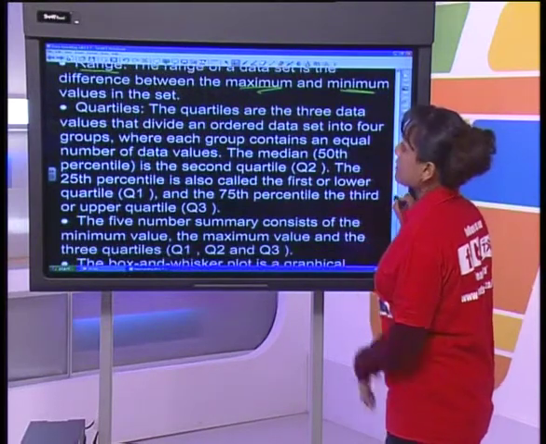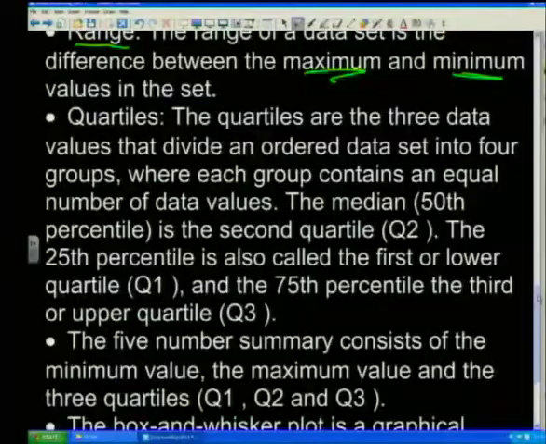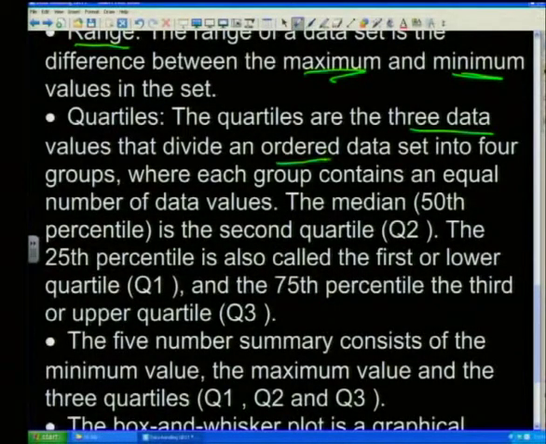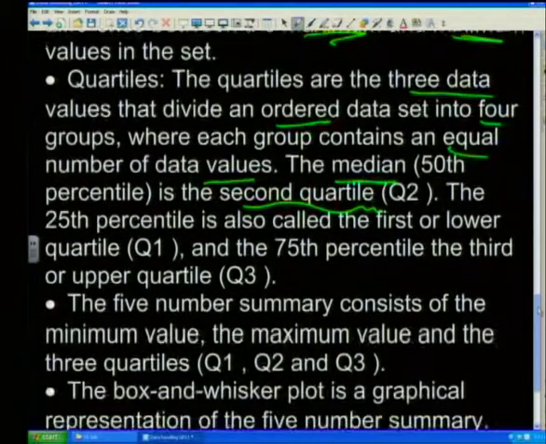All right, then quartiles. The quartiles are the 3 data values that divide an ordered data set into 4 groups. When we talk about ordered, we mean ascending order. And each group contains an equal number of data values. The one that you're already familiar with is the median, which we also call the second quartile. And we know that that divides your data into 2 pieces.